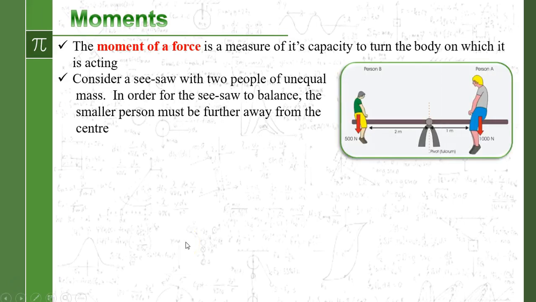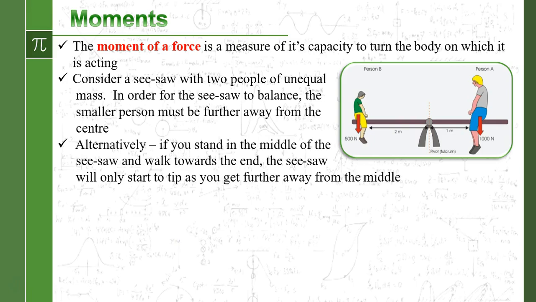So if we have a look at this example here with a seesaw, every child who's ever been to a playground, even from a young age, will understand the fact that in order for this seesaw to balance, the smaller person needs to be further away from the centre than the larger person. Alternatively, we've all done that thing where we've been on the seesaw, stood in the middle, and walked away from the centre, and it's only as you walk away that the thing starts to tip.